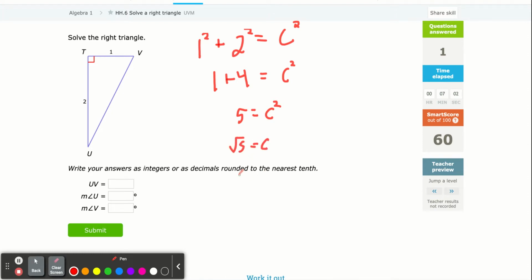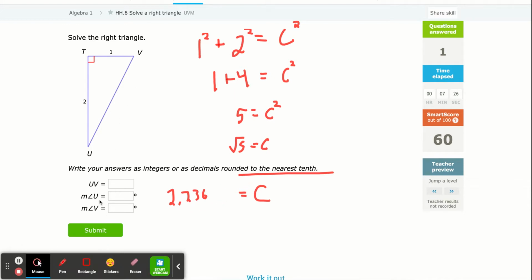Now it says to round your answer to the nearest tenth, so I'm going to grab a calculator and do that. When I do that, I get the square root of 5 is 2.236, rounded to the nearest tenth. That length UV, which is this top one here, is going to be 2.2. So I just found this length is 2.2, and I used Pythagorean's theorem. Now I'm going to use my trig functions.